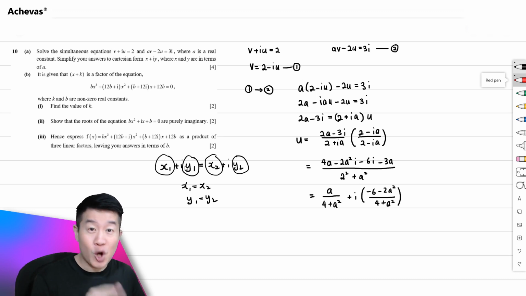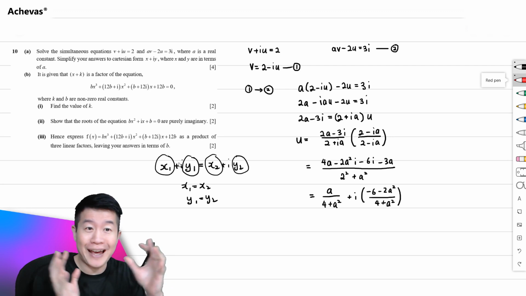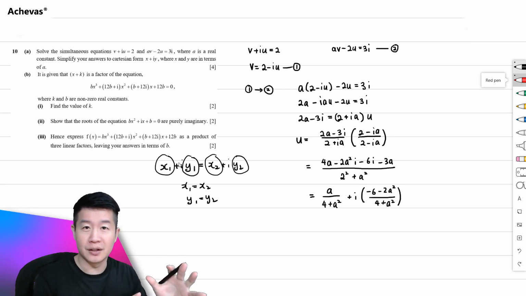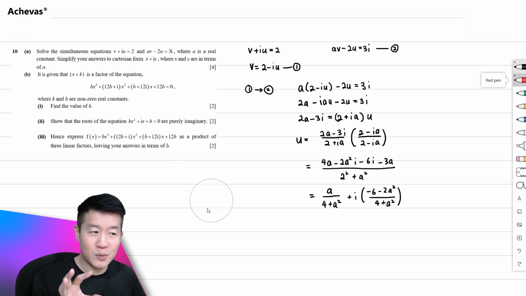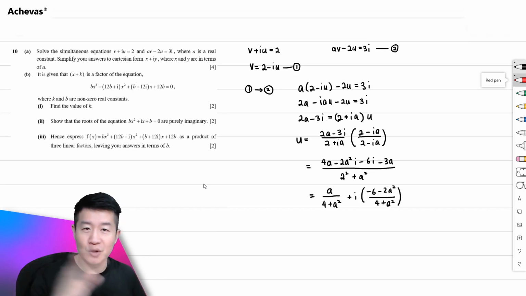I don't think it is a very common mistake, but a possible mistake is for students to try to group all the x together and all the y together. This is not the case. Our aim is to group all the reals together, that means all those that don't have i together, and all those that have i together. Once that happens, real is real, imaginary is imaginary on both the left and right hand side of the equation.